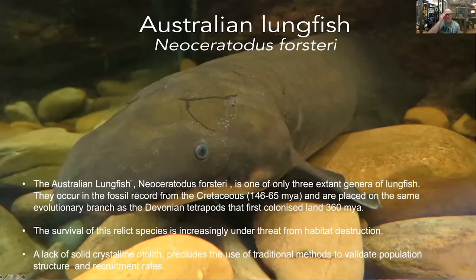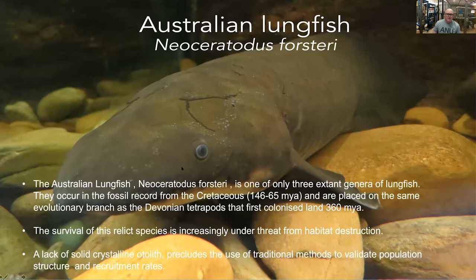So we're going to try to take advantage of this bomb pulse dating to try to understand the age and life cycle, and the population dynamics of the Australian lungfish. The Australian lungfish basically has a very simple lung system, as well as gills, so it can breathe underwater and breathe air. It's been around for hundreds of millions of years, 140 million years.